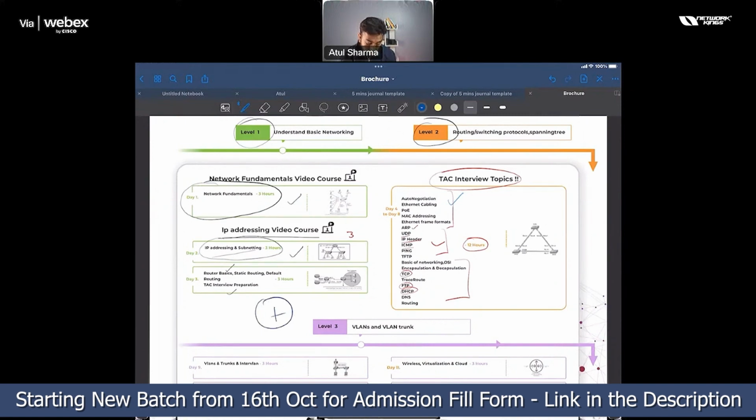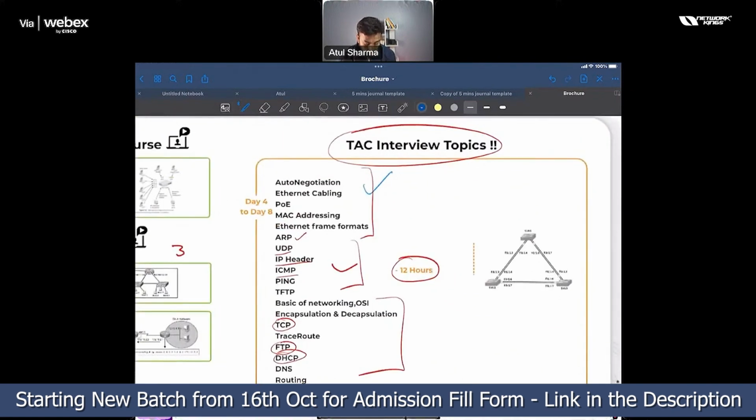After that, we will be covering more on TAC engineer interview topics. We will be covering ARP, UDP, IP header, ICMP, ping, TCP, FTP, DHCP, DNS. And if you see these topics, just search them on naukri.com or any job portal. You will see there are a lot of job opportunities right now.